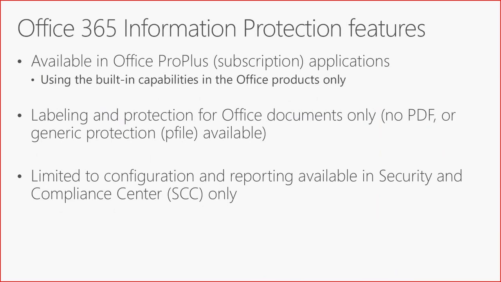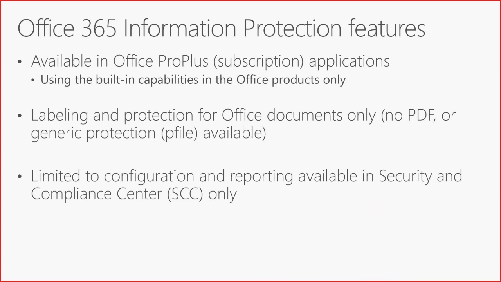Another popular question that comes up when we're talking about unified labeling and the features being built into Office natively is, well, what about Office 365 information protection? So with this, we do provide some basic features out of the box. It's available in Office Pro Plus, as I just talked about a moment ago, so the subscription version. You have to use the built-in capabilities within those Office products. You can label and apply protection for Office documents only, so no PDF or what we call generic protection or P file. And it's limited configuration and reporting that we make available in the Security and Compliance Center. So this is everything that's not available via the AIP add-in or which requires an AIP subscription.